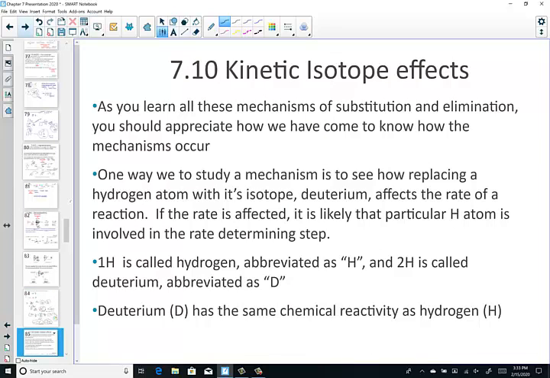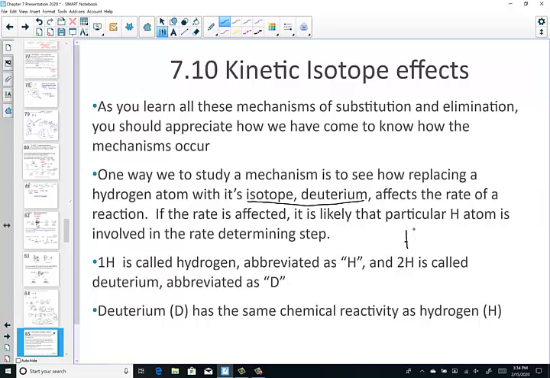How do we learn about all these mechanisms? Sometimes it seems so abstract. How does a chemist go about figuring out mechanisms of substitution and eliminations? It says you should learn to appreciate how we've come to know all of the mechanisms. And one of the ways that we study is through isotopic kinetics. In other words, we take a hydrogen and replace it with one of its isotope, deuterium.